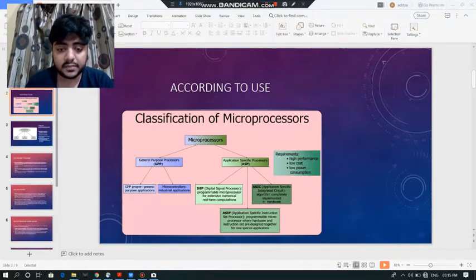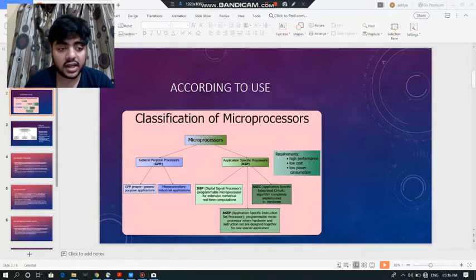The specific purpose processors can be divided into various subcategories which can be seen on screen. Those include DSP, ASIC, ASIP, or others.